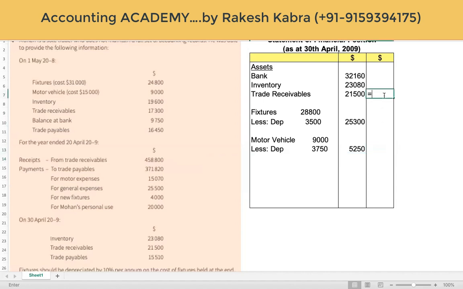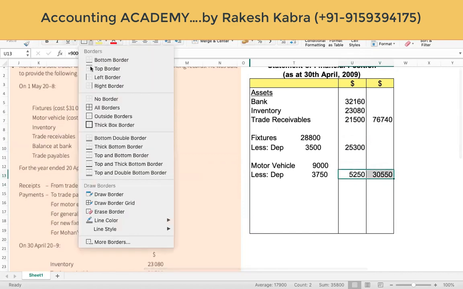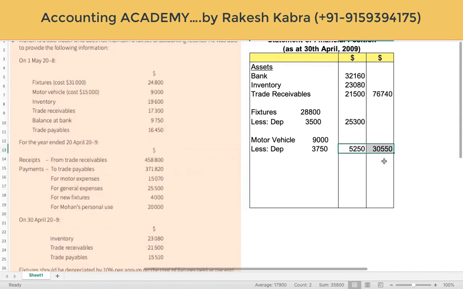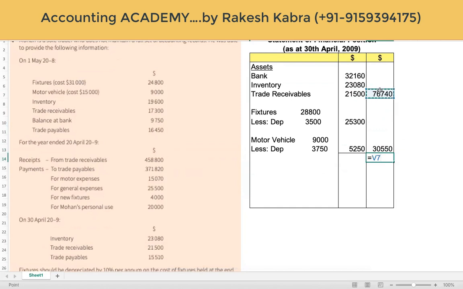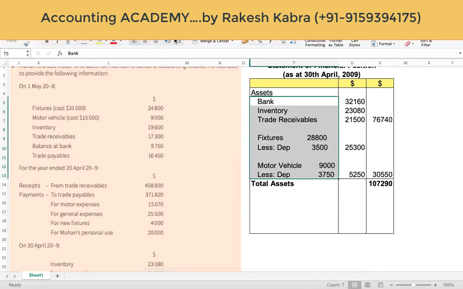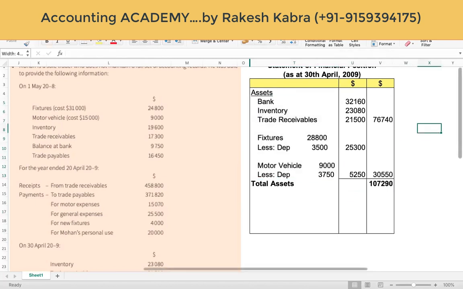Now let me first make the total of all the current assets. Total of current assets is this. Now total of non-current assets is this, plus 5,250. The total assets will be current assets plus non-current assets, so I got this total assets. Any doubt? Got it? Okay.